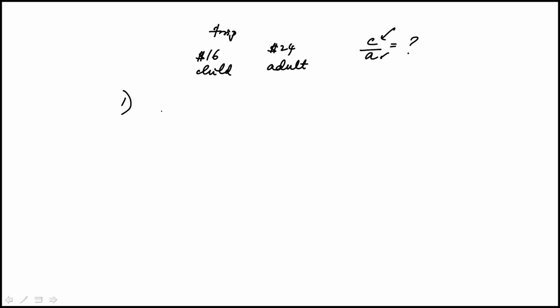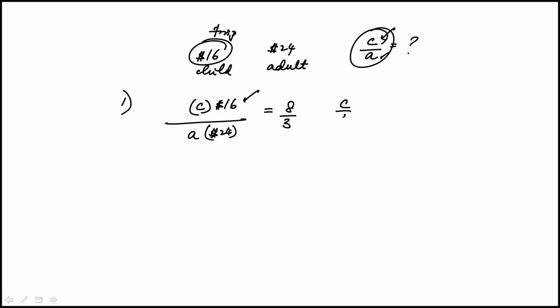Statement 1 says the ratio of the total cost of the trip for all children, which would be number of children times the price of each ticket. That's the cost for all children for this trip. And then divided by that for the adults would be number of adults times the cost per adult. And that's 8:3. So you'll notice we can get to this ratio C over A.